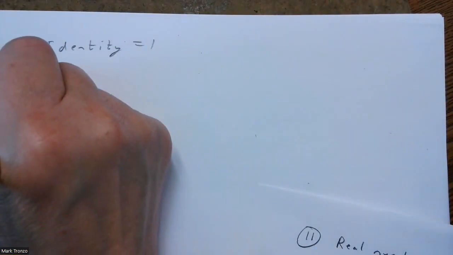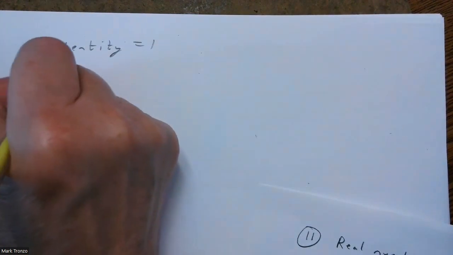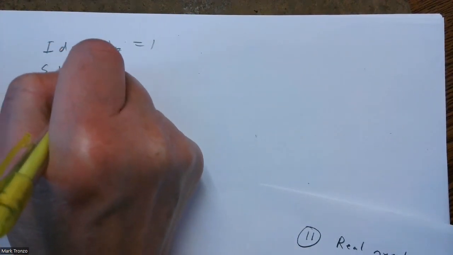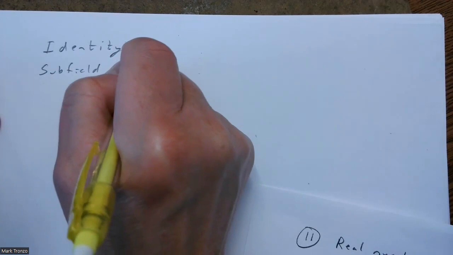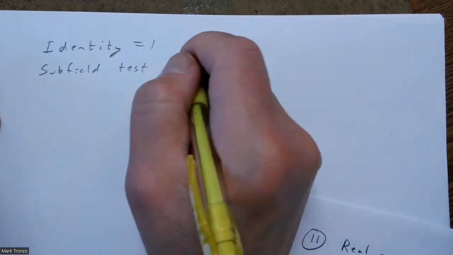Now, one thing that we can maybe think about, well, first of all, let's remember, this time we do have an identity. So identity is going to be 1. So let's try our subfield test. One thing in the subfield test was that we had the first part's already taken care of. Subfield test. Remember, we have to have like that.